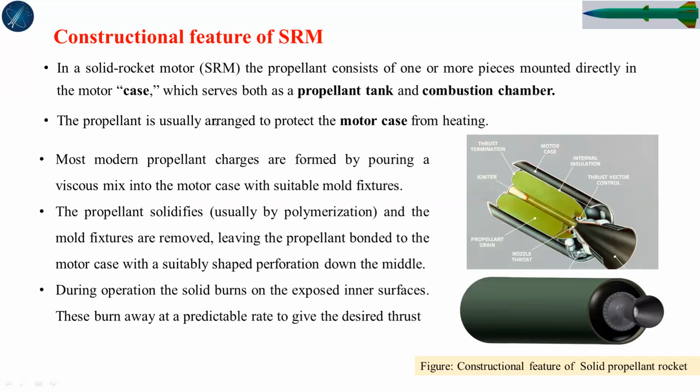So this is the constructional feature of a solid rocket motor. This is the igniter here. The thrust terminator is there. There are insulators, internal insulations. Motor case, or the outer casing, is the cylindrical metallic body. There are thrust vector control mechanisms here. The nozzle throat is here. The propellant grain is here. So it contains all these components. This is the constructional feature of a solid propellant rocket.